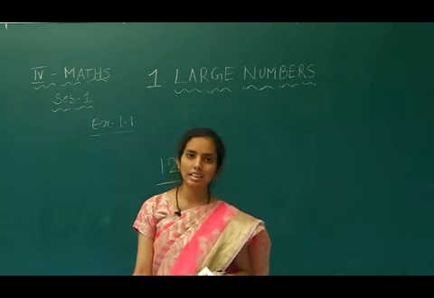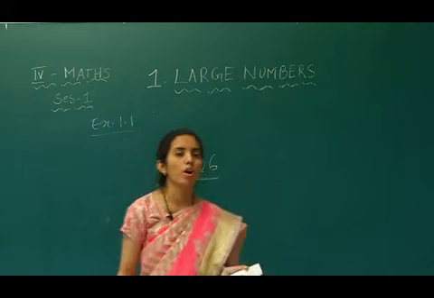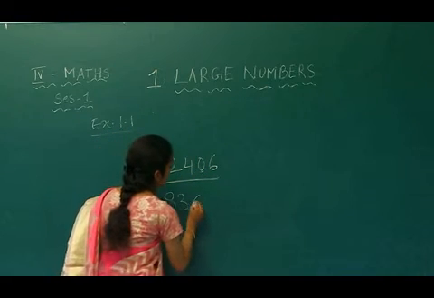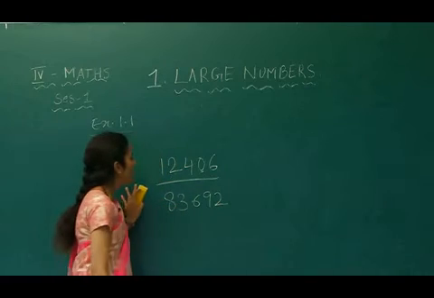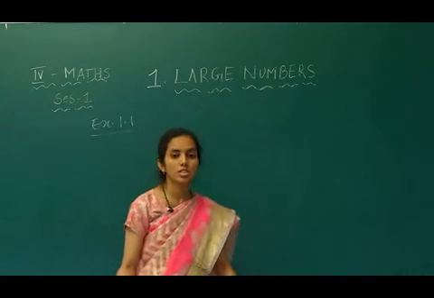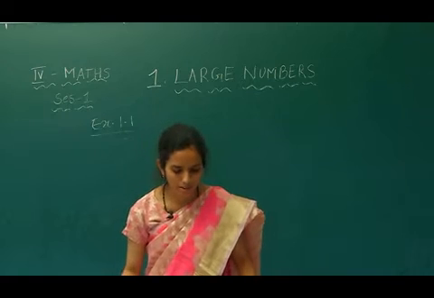83,692. How do you write it? You write it as 83,692. So in this manner, do the remaining word problems, change them into numbers.